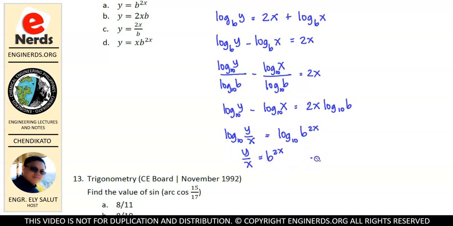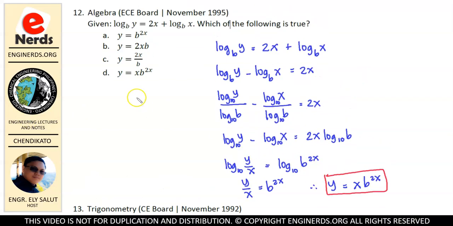Then, of course, we can simplify this by multiplying both sides by x. So, we will have y is equal to x b to the 2x. Okay, so this is our final answer for this problem. And this is letter D, no? Sa ating mga choices, y is equal to x, b to the 2x. So, our answer here is letter D.